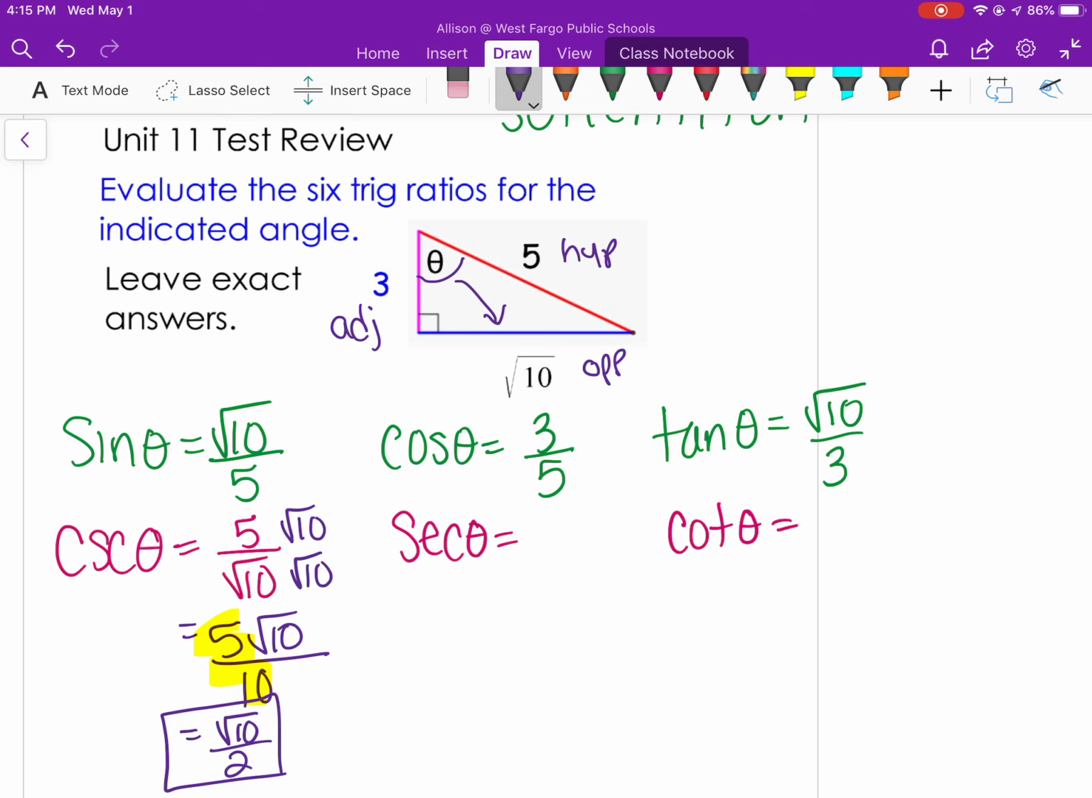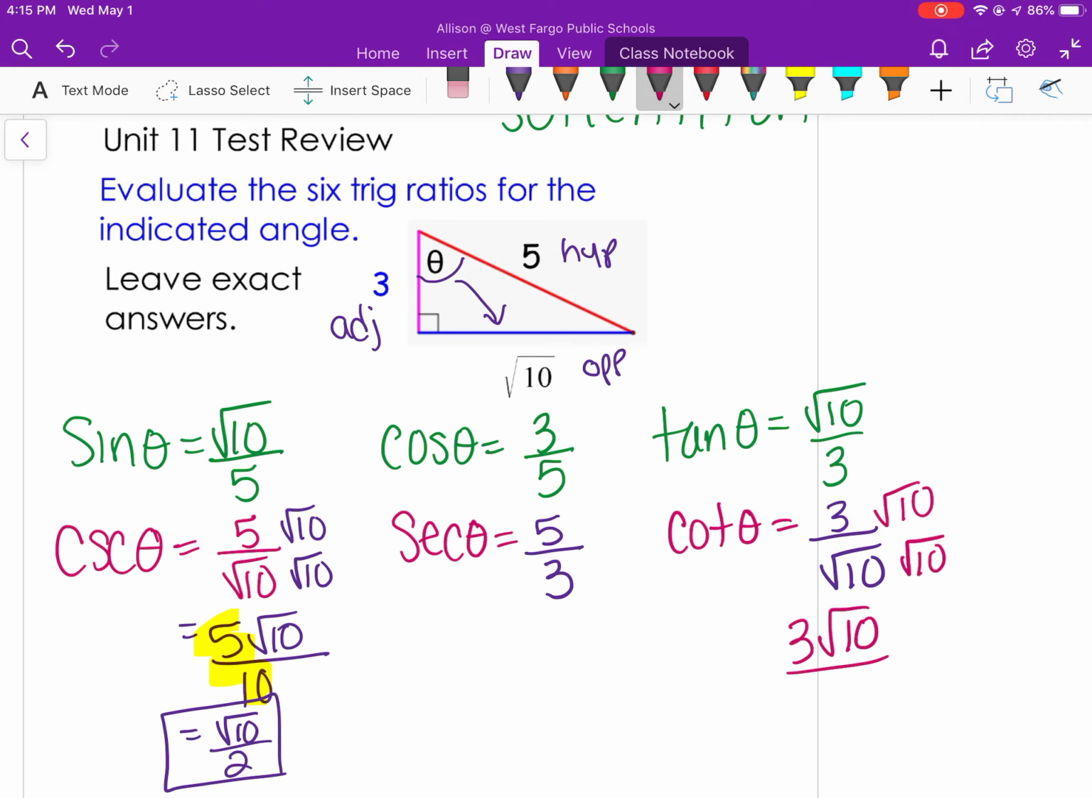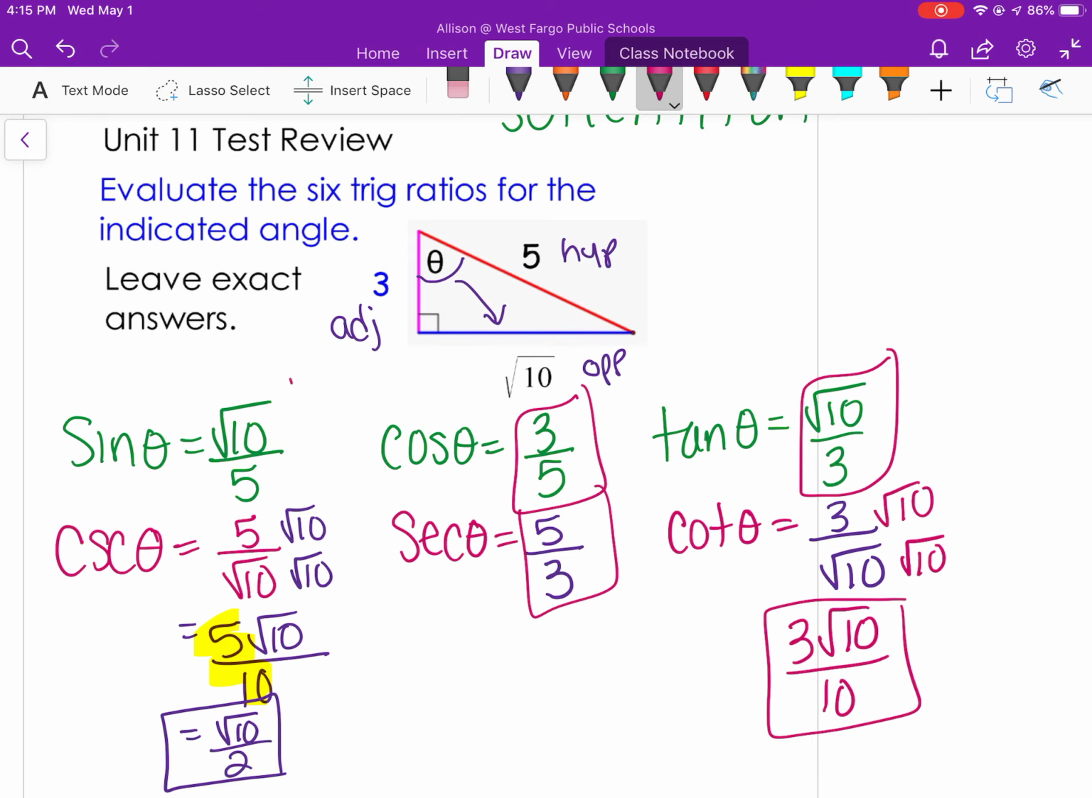Secant is a reciprocal of cosine, so hypotenuse over adjacent, or 5/3. Then cotangent is a reciprocal of tangent, so adjacent over opposite. Now that one needs to be rationalized as well, so multiply both by the square root of 10. You get 3 square roots of 10 all over 10. And we got our 6 trig ratios of that angle theta.